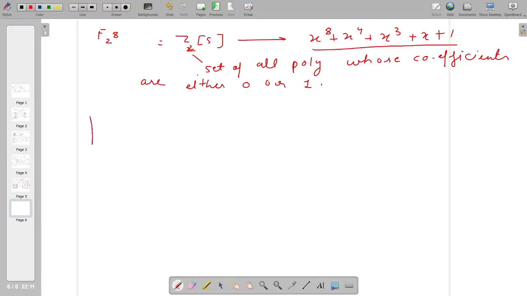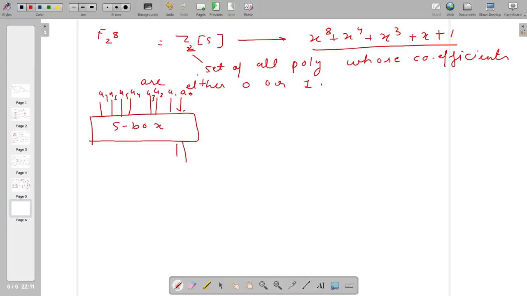So for example, let's say this is the S box, and all the entries of this S box are 8 bits: A0, A1, A2, A3, A4, A5, A6 and A7. And it generates an 8-bit output. Let's say this is B0, B1, B2, B3, B4, B5, B6, B7. So how are these B0 to B7 generated? Basically this is a sub-byte operation, and it means we are converting this into a field.